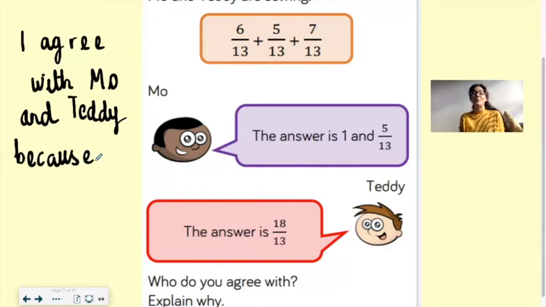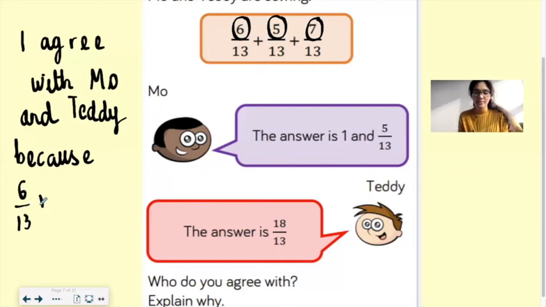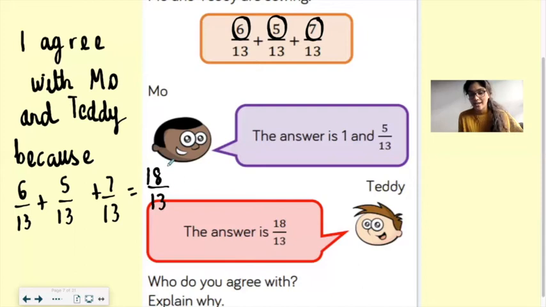Now let me show you why that is the case. Let's work out the answer ourselves. And what we do, remember, number one step is to add the numerators together. So 6/13, I'm just rewriting it because this is part of my explanation. So what is 6/13 plus 5/13 plus 7/13? Simply, you add the numerators together. So 6 plus 5 plus 7. You should get 18 over, denominator does not change, 18/13. So in that case, Teddy, you are correct.